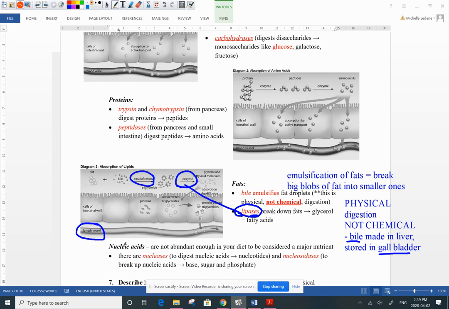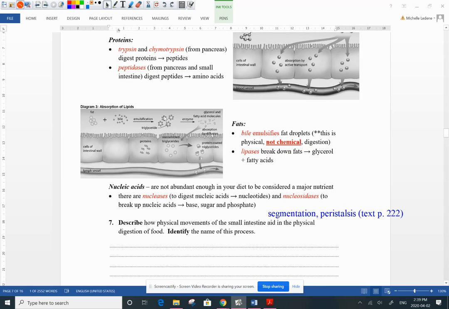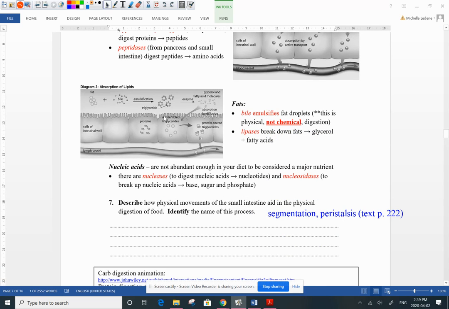Nucleic acids, that is our last major macromolecule category. We don't really have to worry about those at all. So you can just skip over that part and not worry about what digests nucleic acids. Just know that everything is getting digested in the small intestine, all the macromolecules.